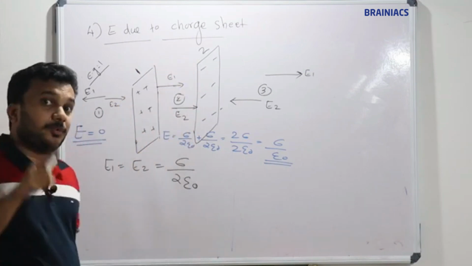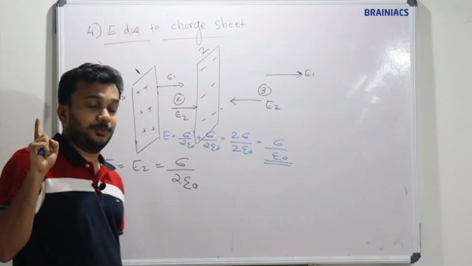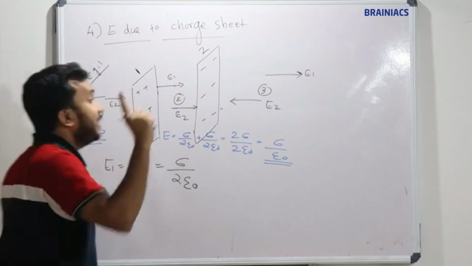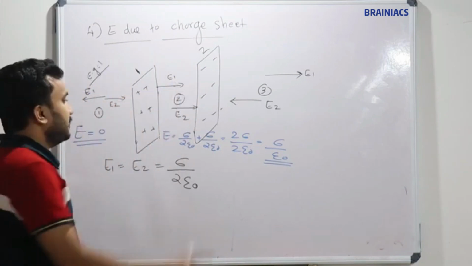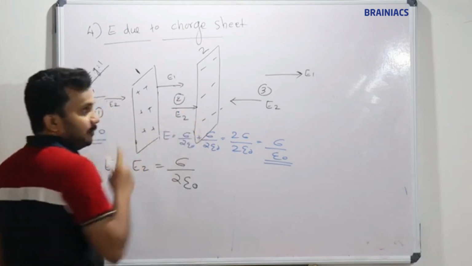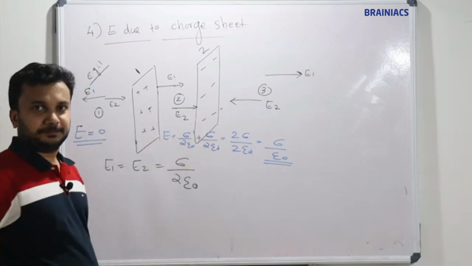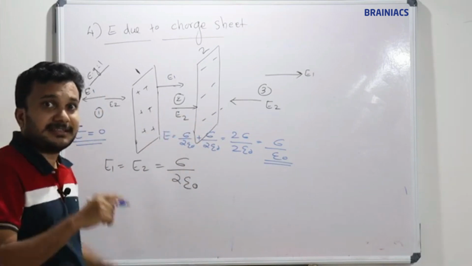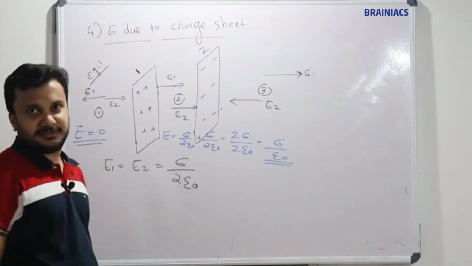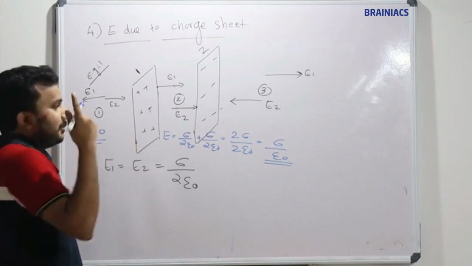This is what we are going to see after a few sessions of the class, something called a capacitor. Capacitor means positive plates will be there, negative plates will be there. Between the plates, electric field exists. Electric field exists means energy exists. That's all. We will see in the capacitance sessions.